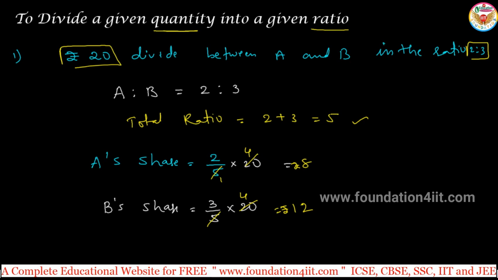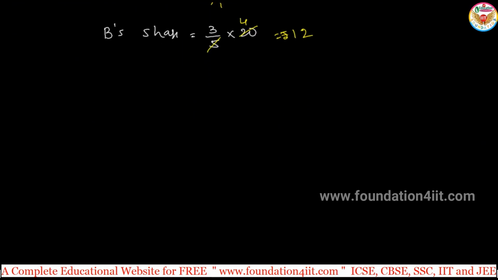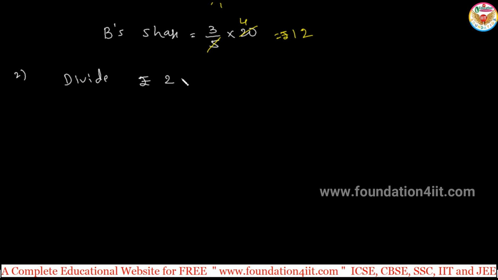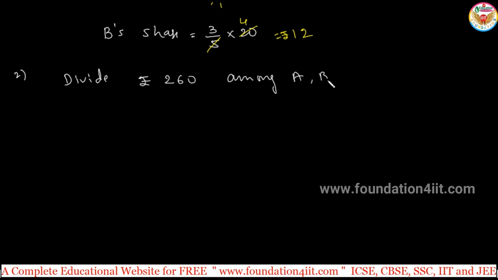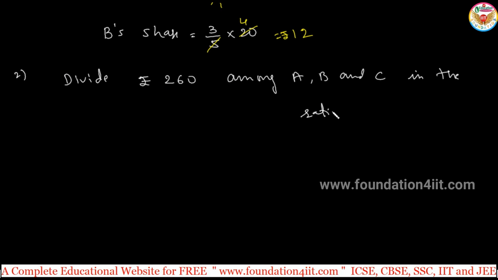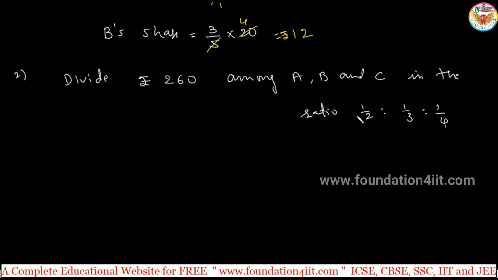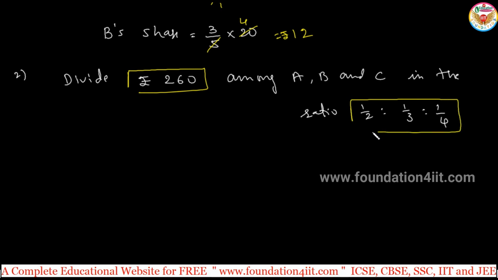Let us take it with three terms in the ratio. Now the question is like: divide rupees 260 among A, B and C in the ratio 1 by 2 is to 1 by 3 is to 1 by 4. So the ratio is given in this question in fractional form. This is the amount to be divided among A, B, C in this ratio.